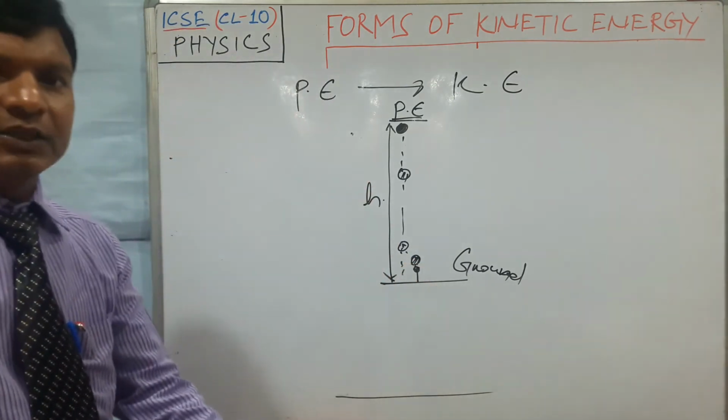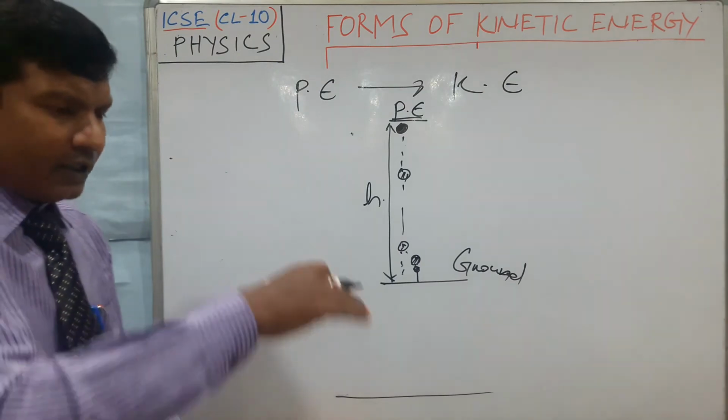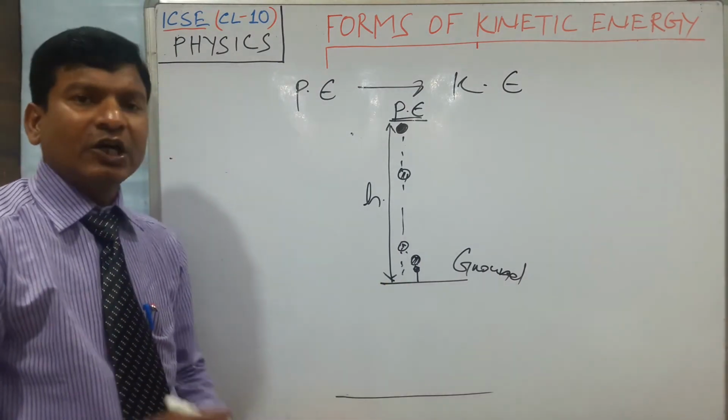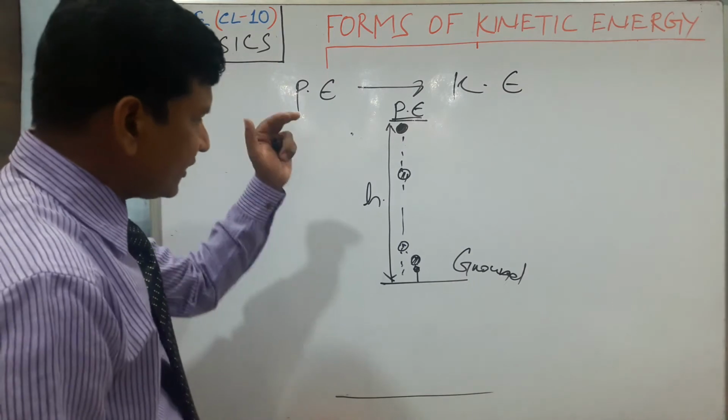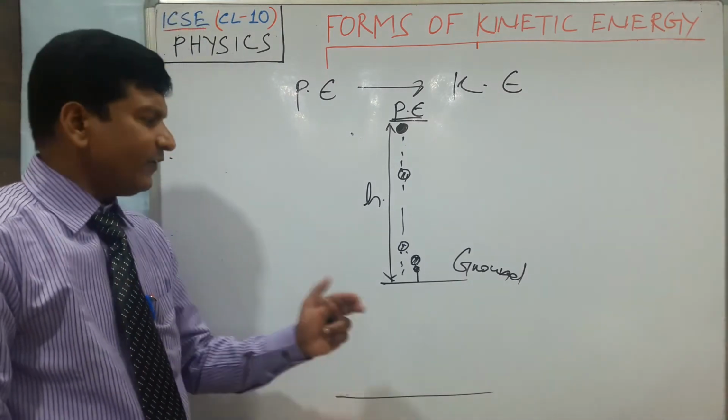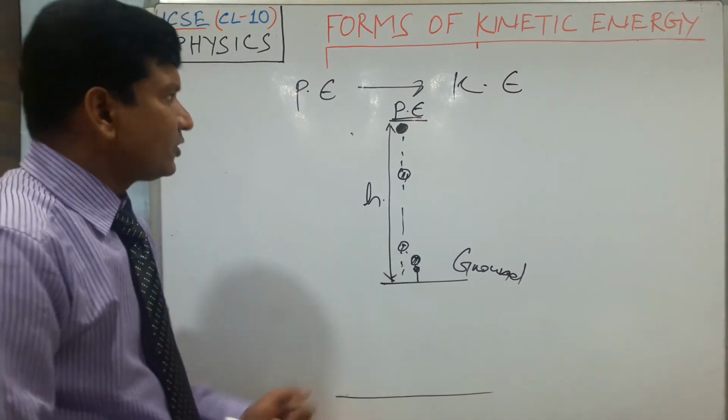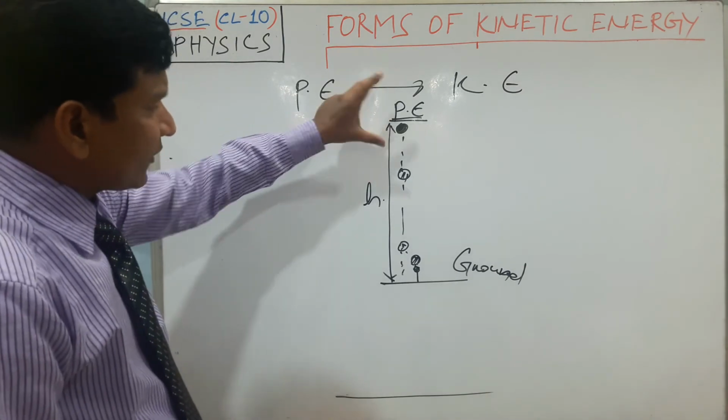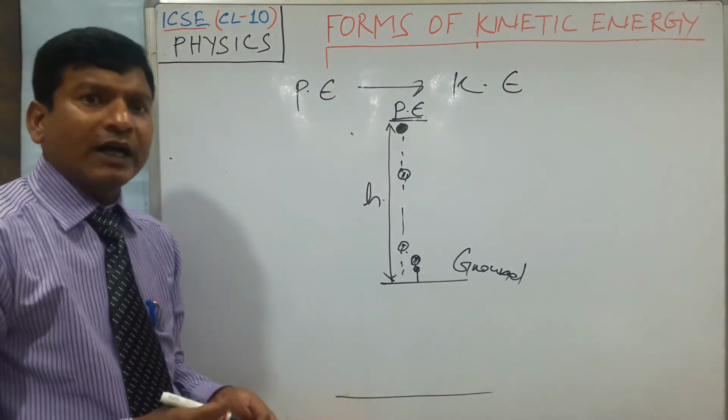Therefore the nail is moving a few centimeters on a wooden plank if it is placed on top of the wooden plank, or it is moving into the ground if it is kept on the ground. So this is how the potential energy always converts into the kinetic energy.